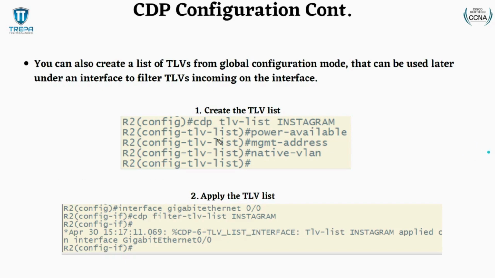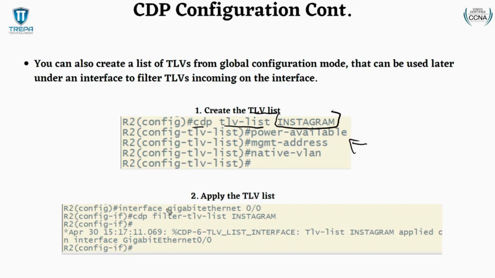And then configuration continued. We can also create a list of TLVs from global configuration that can then be used later under the interface to filter TLVs, right? We don't have those optional ones like LLDP. So we can create the TLV list here with this command, cdp tlv-list, and then the name. And then we have all the TLVs that we want to filter.